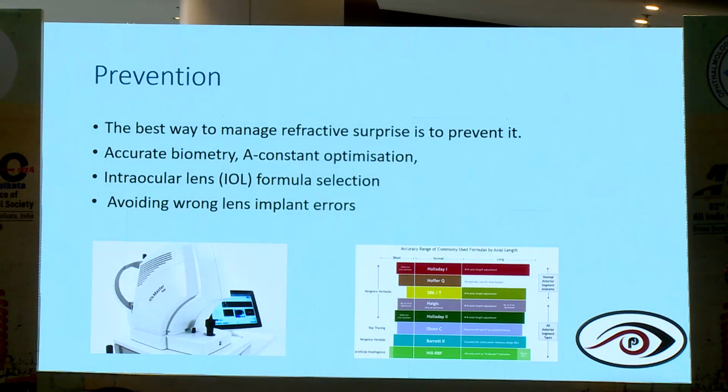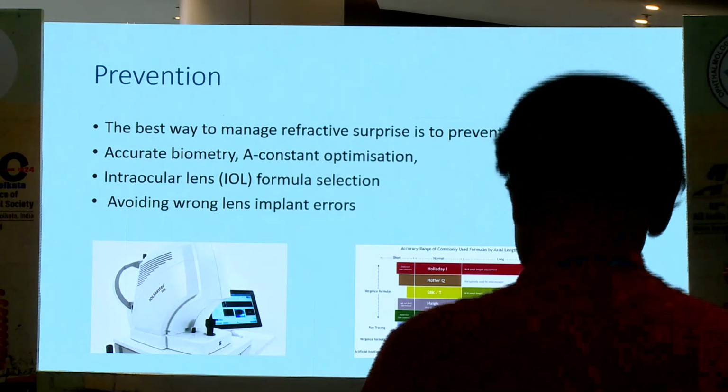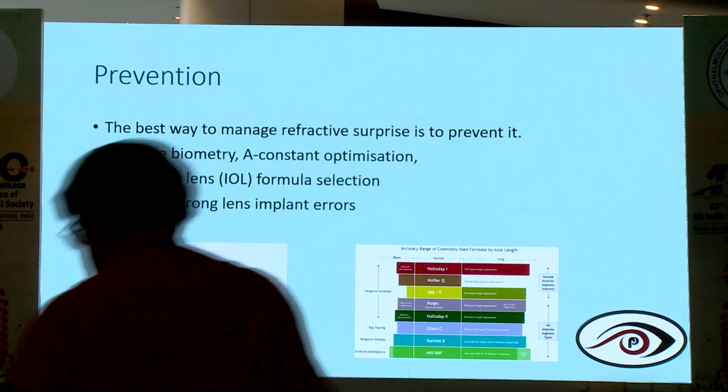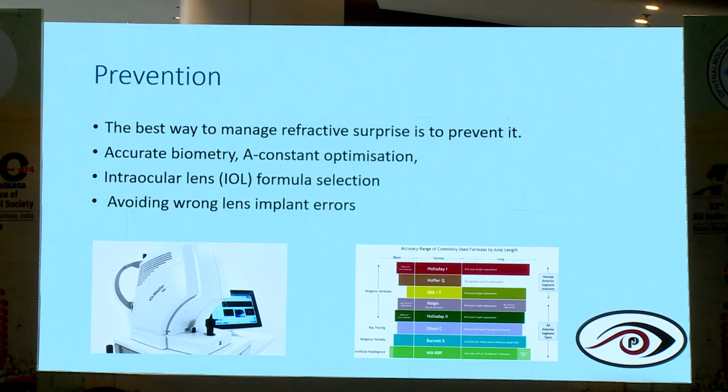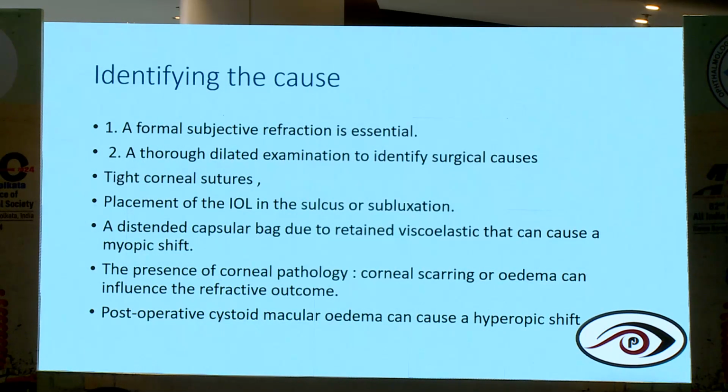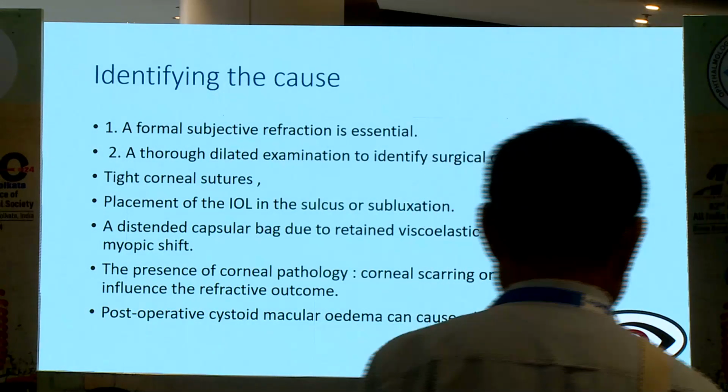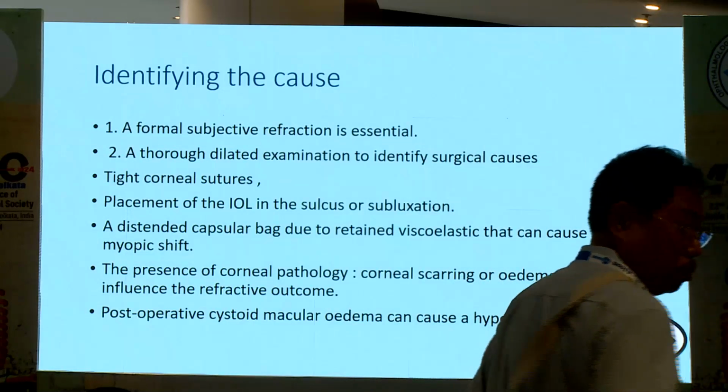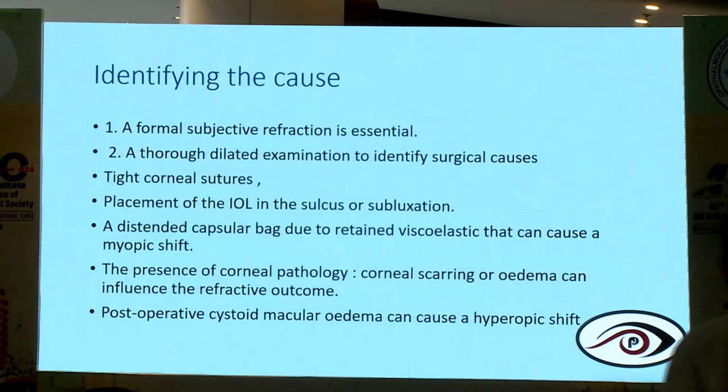So, always prevention is better than cure. The best way to manage refractive surprise is to prevent it. One, important accurate biometry and A constant optimization, selecting a proper intraocular lens formula, and also avoiding wrong lens implants. Once there is already a refractive surprise, you should identify the cause. First, formal subjective refraction is essential.